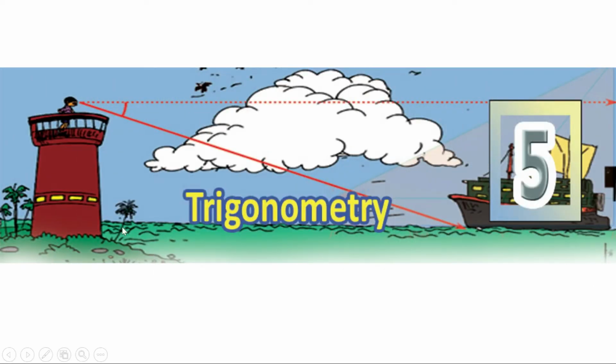The word trigonometry is derived from two Greek words, trigonon and metron. Trigonon means triangle and metron means measurement. So the word meaning is measurement of triangles. Before we start the lesson, let us recall some basic ideas which we have already learned. That will help us to understand this chapter easily.